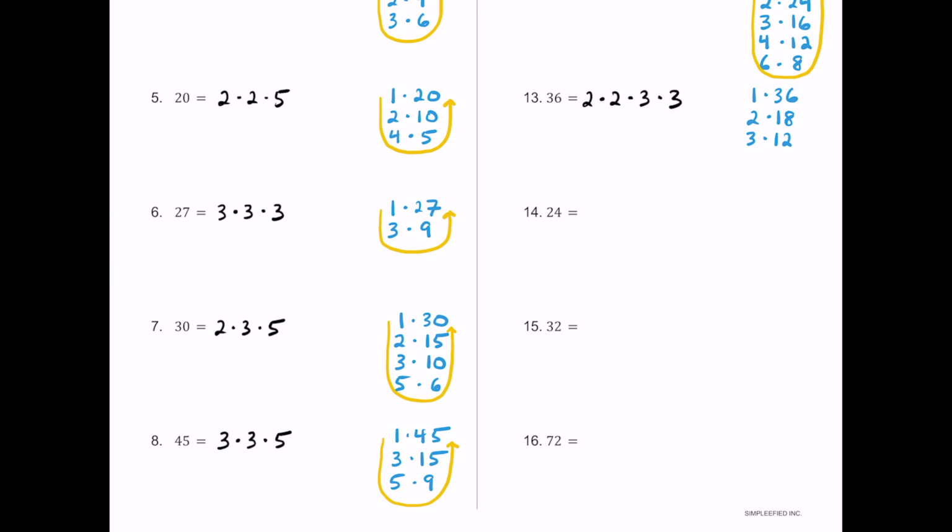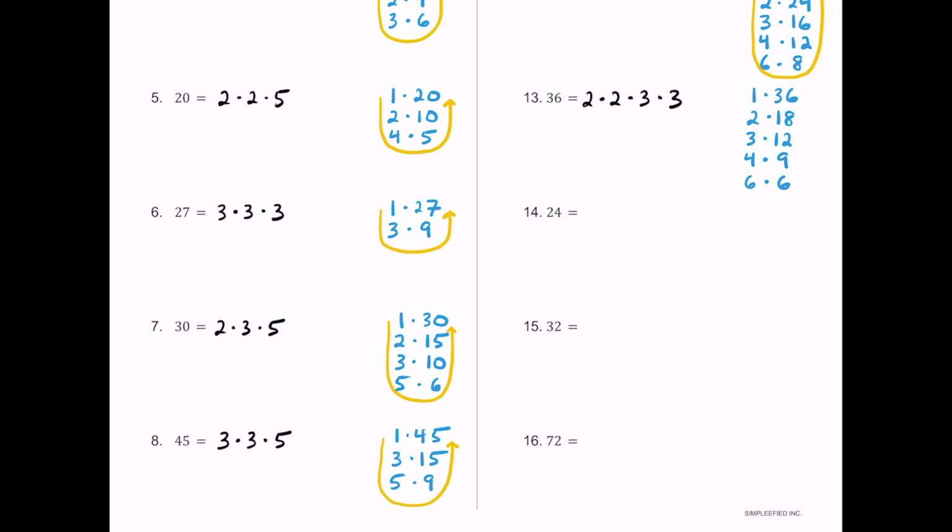Do we see a 4 on the list? Not visibly, but 2 times 2 does get you 4. 3 times 3 gets you 9. So 4 times 9 gets you 36. There's no 5. Can we make 6? I think so. So 2 and 3 make 6, and 2 and 3 also make 6. So hopefully it makes sense that 6 times 6 is 36.